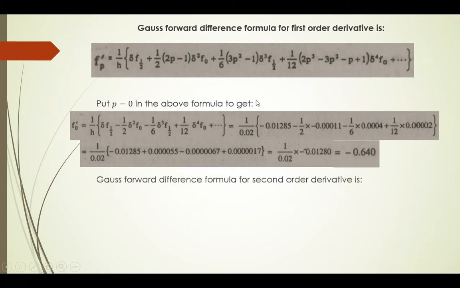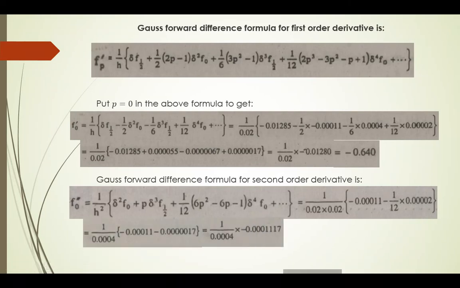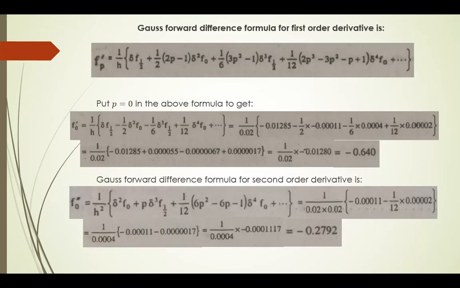Second derivative by the use of Gauss difference formula is this one. Replace p by 0 here, and replacing all those sigmas, sigma square f naught, p is 0, so that will become 0, that will become 1 by 12, minus p is 0, so that is plus minus minus minus 1 by 12 sigma 4 f naught is this one. Calculating, you will get the answer, which is minus 0.2792. So that is Gauss forward difference formula for first and second order derivatives.